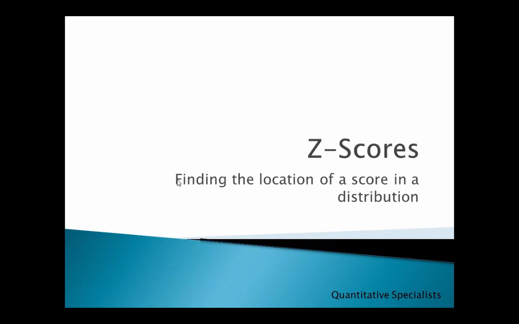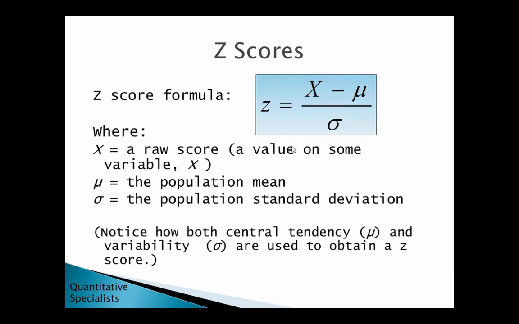In this video, we'll take a look at z-scores, or finding the location of a score in a distribution. Now, z-scores are given by the following formula, where we have z equals x minus mu divided by sigma, or the standard deviation. And here x is a raw score, or a value on some variable x. Mu is just the population mean, and sigma is the population standard deviation.